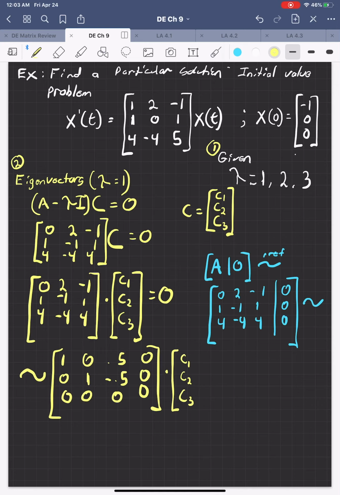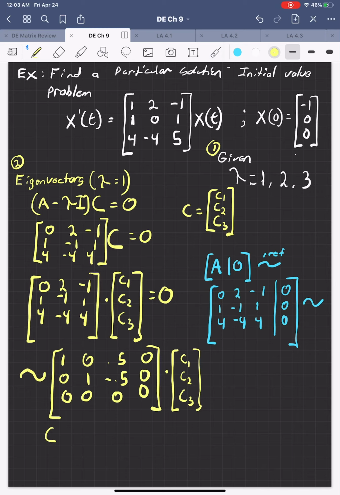So in this case, the way you can think about it, you're going to see some free variables here. You can see right now that C sub 3 is a free variable. These are pivot positions. These are pivots, C sub 1 and C sub 2. These are your basic variables. And now you're going to write C sub 1 and C sub 2 in terms of C sub 3.